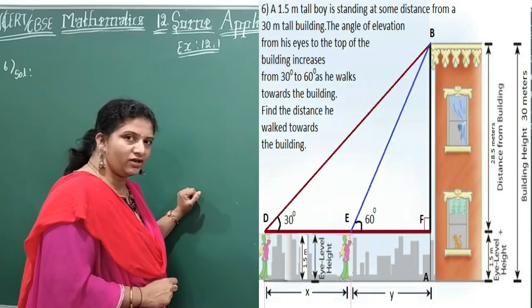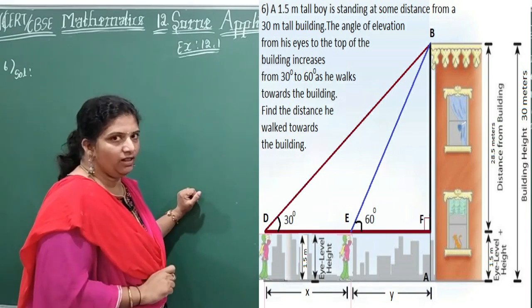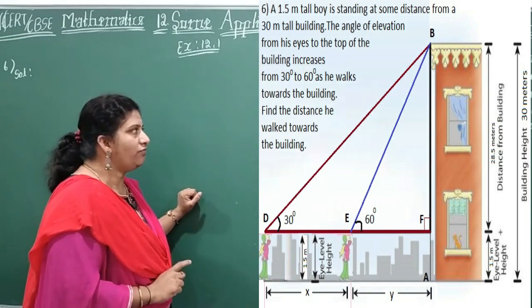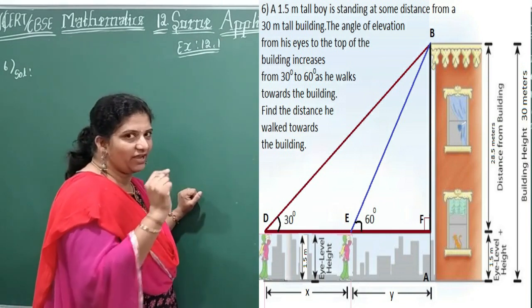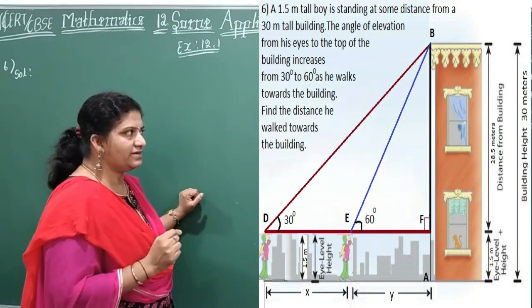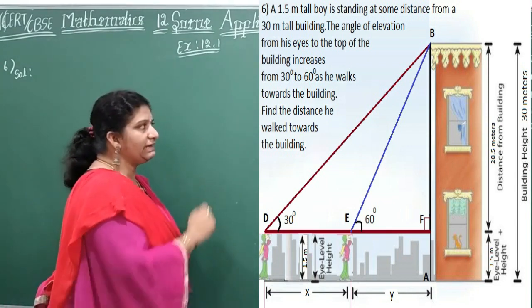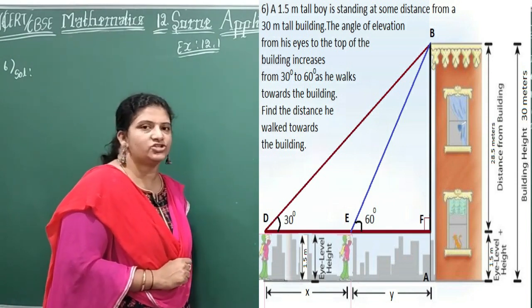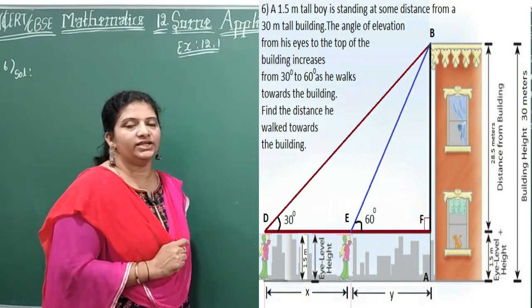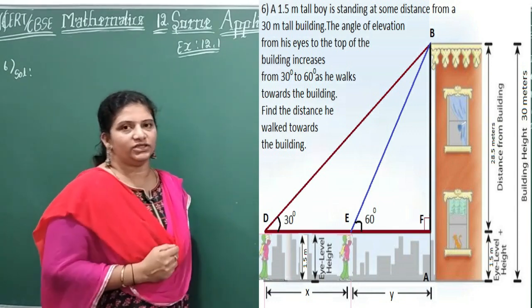Look here. What is the angle of elevation? The angle between the line of sight and the horizontal line. The angle of elevation from his eyes, observe the point carefully, from his eyes to the top of the building increases from 30 degree to 60 degree. So look here children, the angle of elevation increases as we try to reach the object.